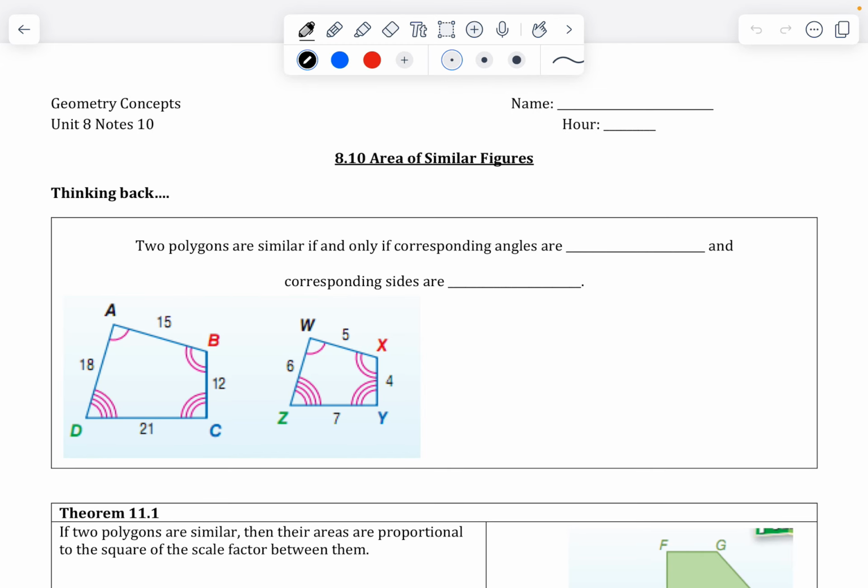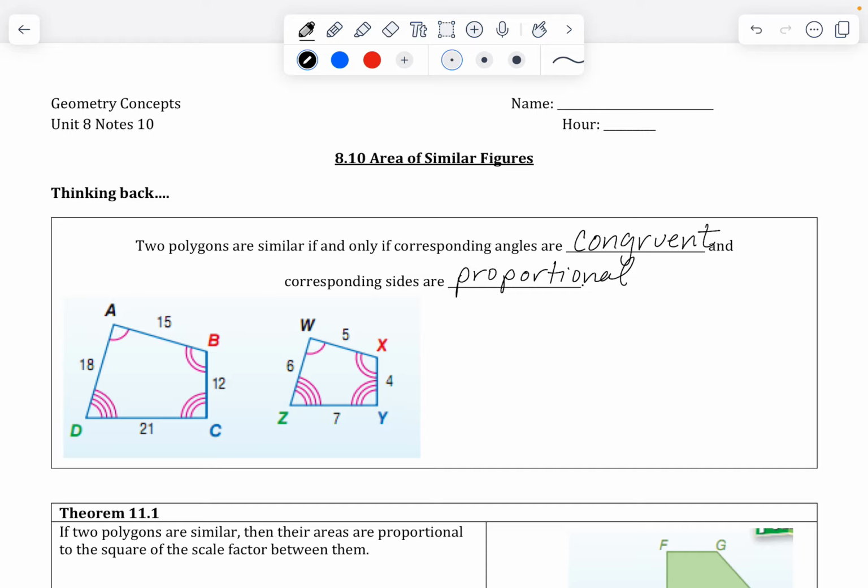Remember, if two polygons are similar, that means they have the same shape but different sizes. So it's like one is a miniature version of another one. If we fill in the blank, two polygons are similar if and only if their corresponding angles are congruent. Their angles are still going to be the same size, but their corresponding sides are not. Their sides are going to be proportional.